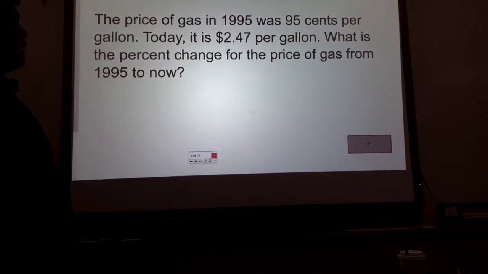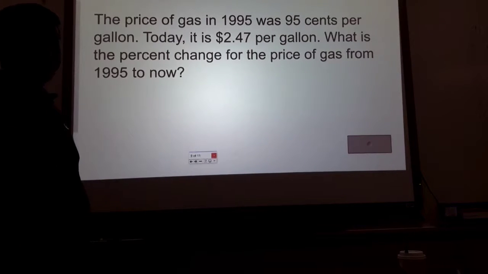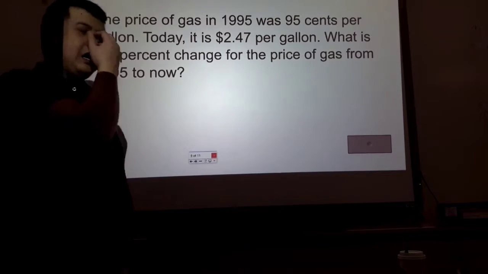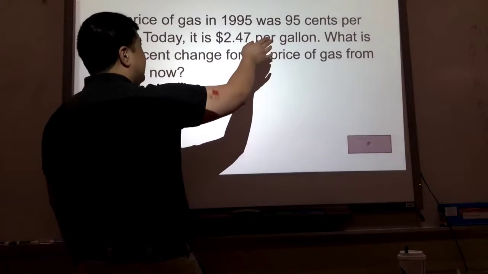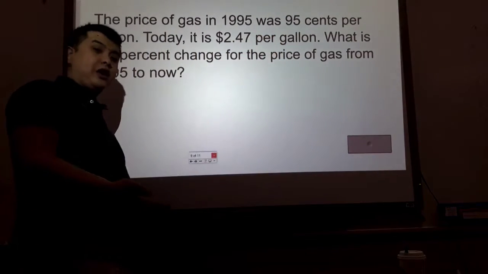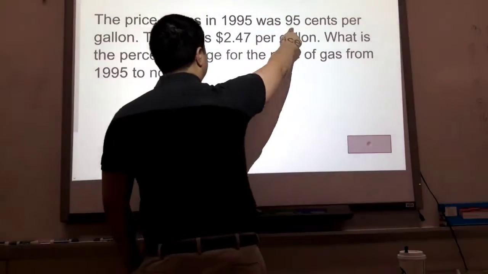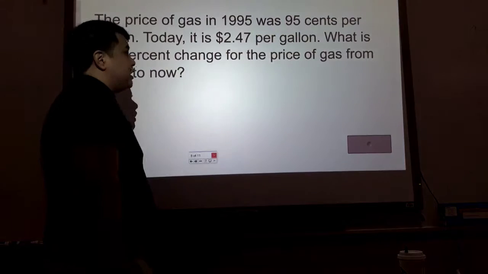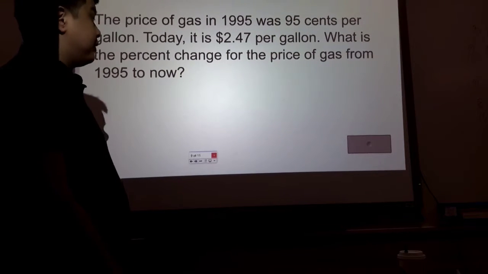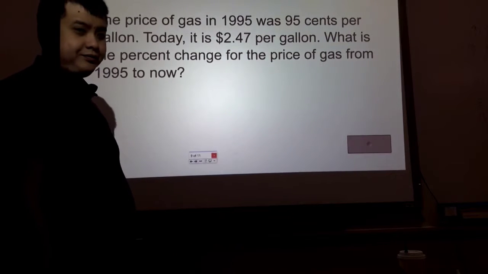The price of gas in 1995 was 95 cents per gallon. Today is $2.47 per gallon. What was the percent change for the price of gas from 1995 to now? Notice how here 95 cents is the initial value and the final value is $2.47. This is a greater than doubling of the amount, right? This is close to $1 and doubling a dollar is $2, which doesn't even quite get us here. So we're going to expect a number that is greater than 100%. So we can use some of our estimation skills here. Go ahead and try this one on your own.